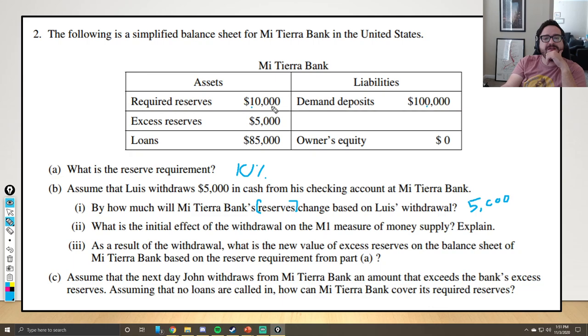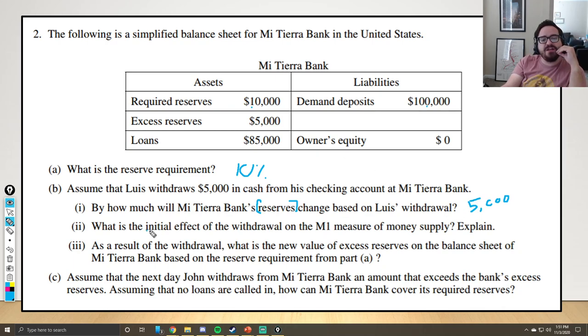Between these two, they will change by a total of $5,000. This is going to drop by $5,000, and this side's going to drop by $5,000. They can't change this loan number because, again, they've already loaned out that money. So it'll have to be between these two, $5,000 coming out. So the reserves will change by $5,000.